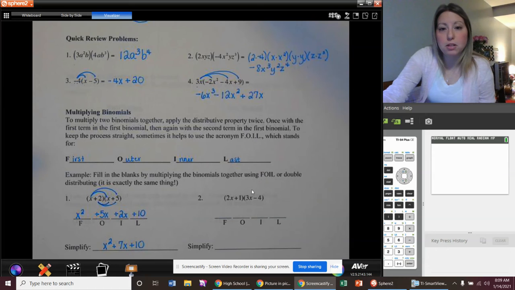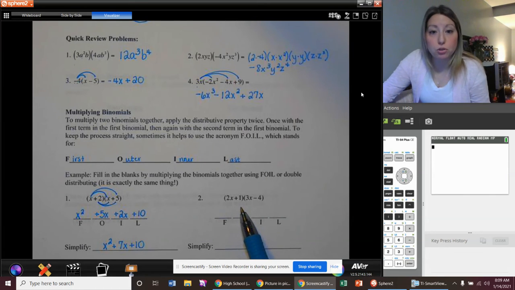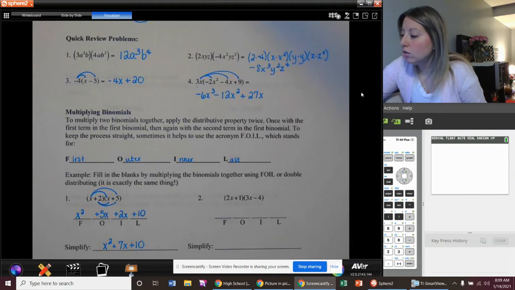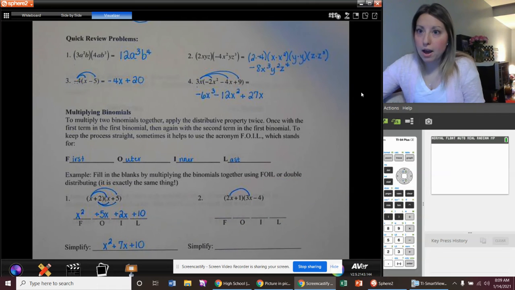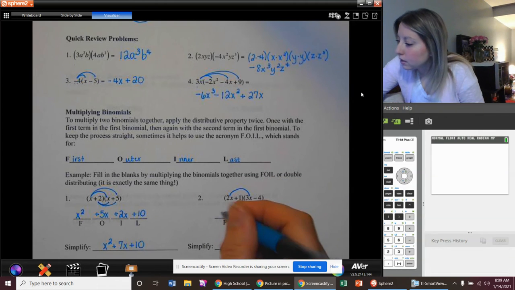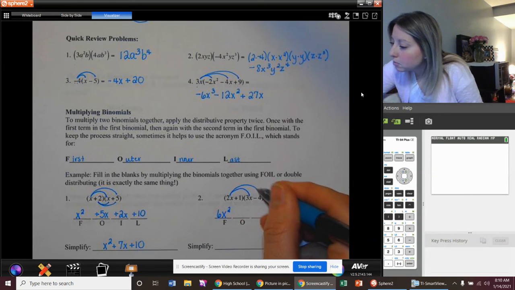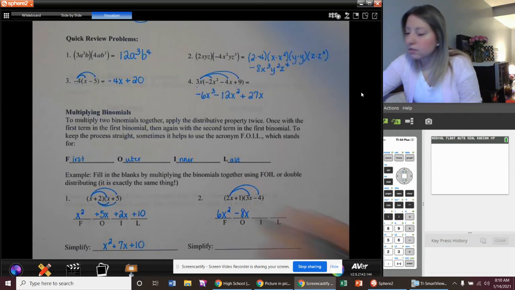So that is going to be the case. Sorry that my cursor is right in the way there. That is going to be the case on number 2 as well. All right. Number 2 is also going to start with first. Okay. 2x times 3x. Well, that's 6x squared. Okay. Outer 2x times negative 4. That's a negative 8x.